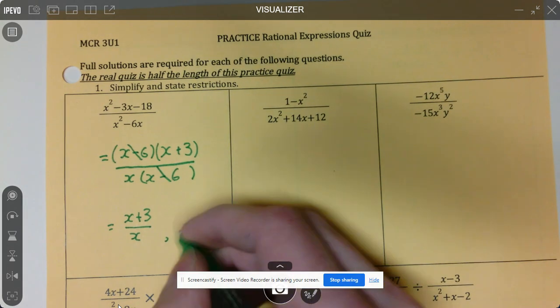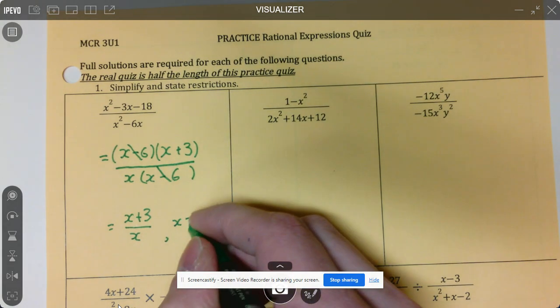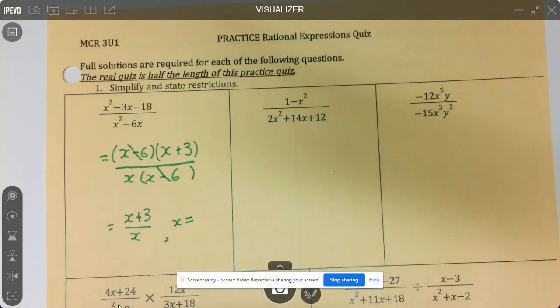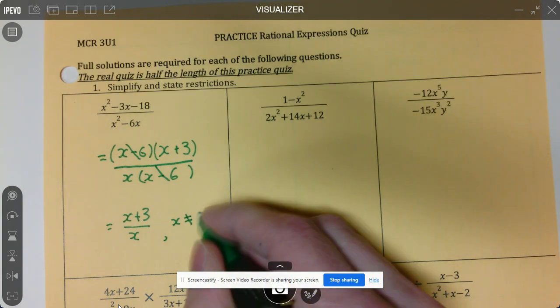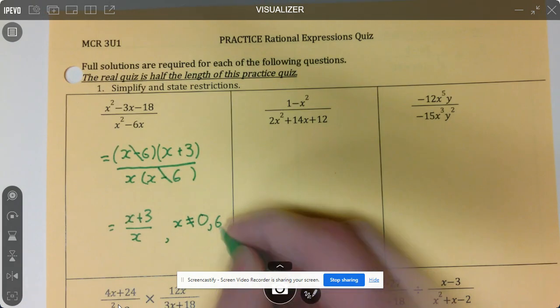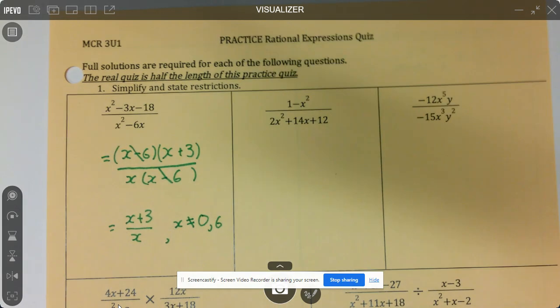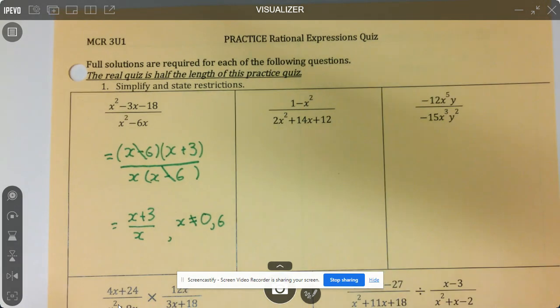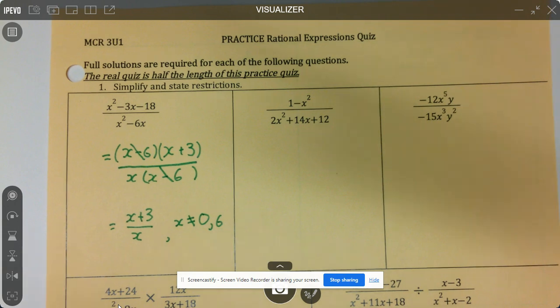We just have to state restrictions. In math, we can't divide by 0, so my denominator can never equal 0. And so x cannot be 0, because then this factor would be equal to 0, or +6, because then that factor would be equal to 0. So you've got to state all the restrictions that would make the denominator equal to 0.